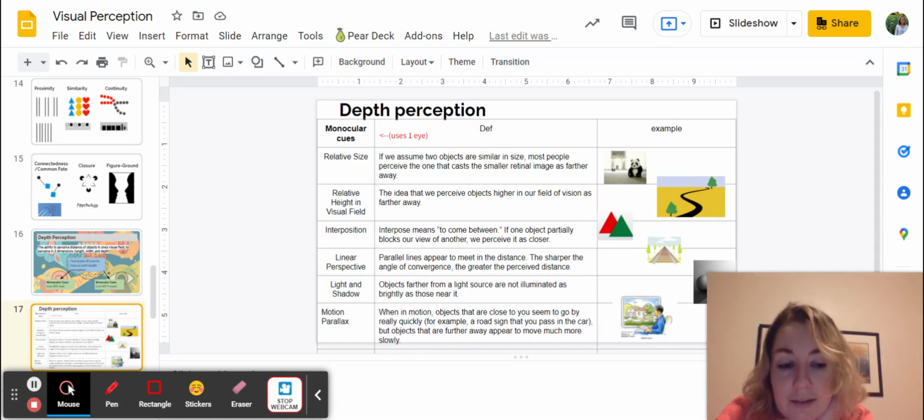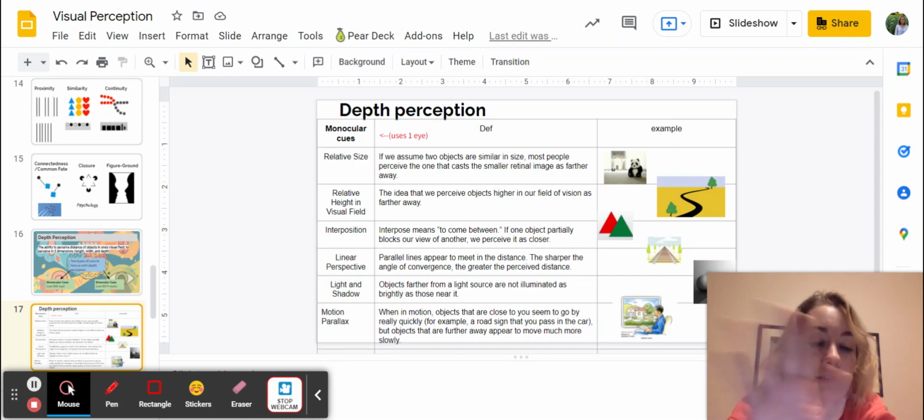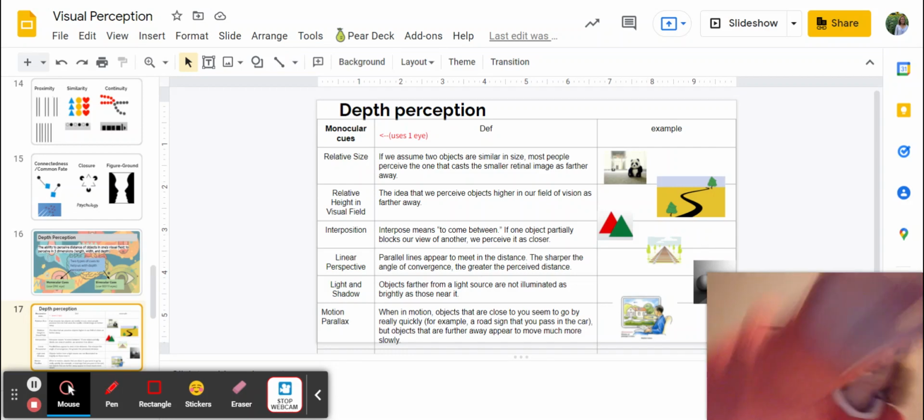Then there's an important one. This was on the FRQ last year. It kind of was a curveball one. Then there's the cue of interposition. Interposition means to come between. So basically, if one object blocks a little bit of another object, then we know that the object that is blocking the other one is going to be closer.